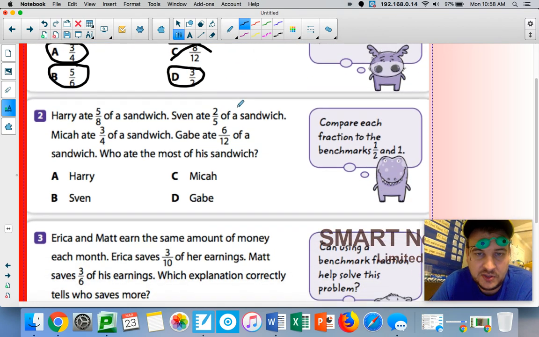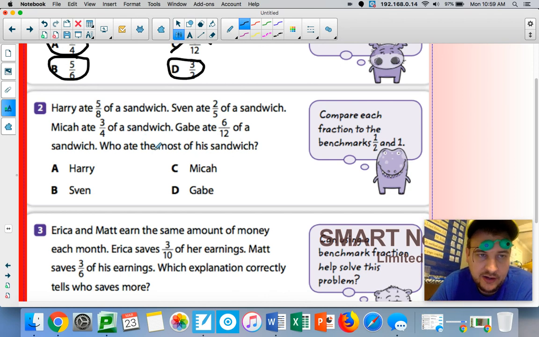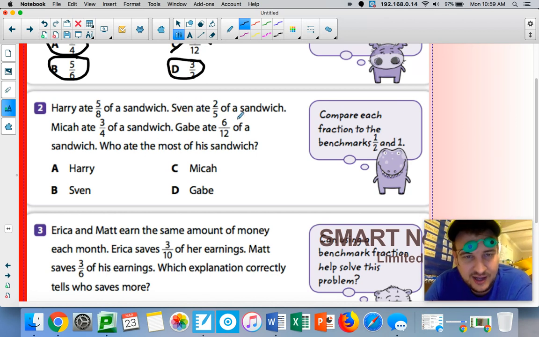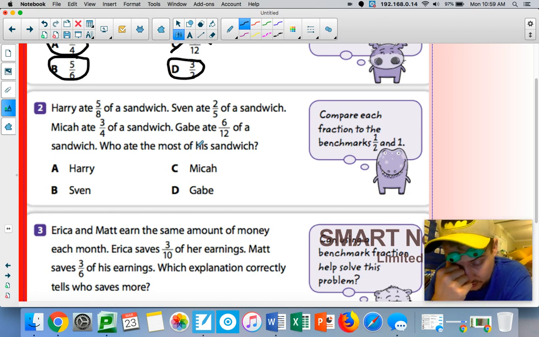Oh man, I missed that one, Mr. Matters. Harry ate 5/8 of a sandwich. Who eats 5/8? You just eat the whole thing, dude. 5/8, what kind of weirdo? Your parents did not love you. Of a sandwich. Micah ate 3/4 of a sandwich, and Gabe ate 6/12 of a sandwich.